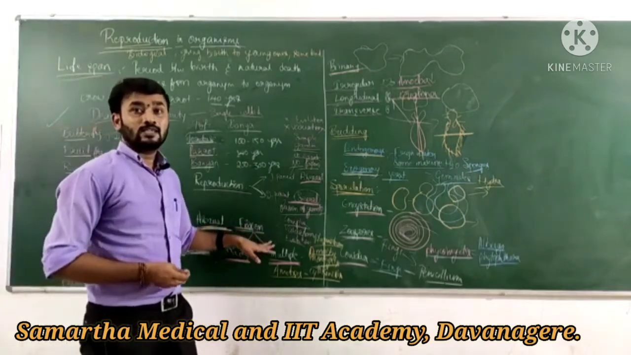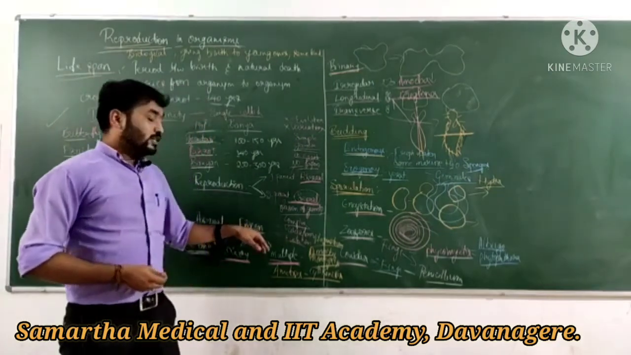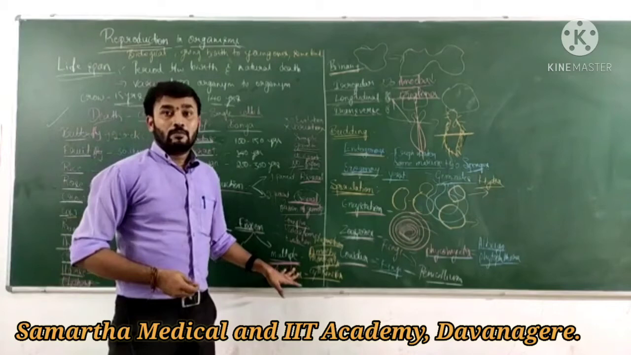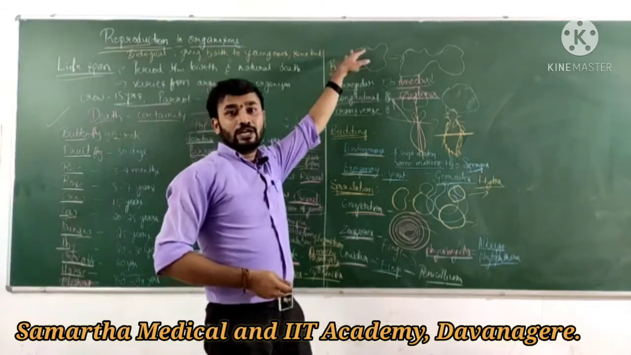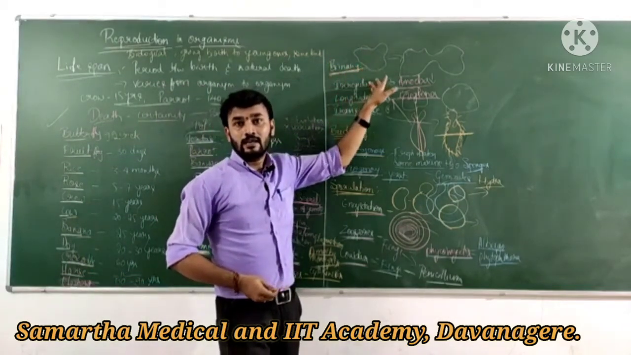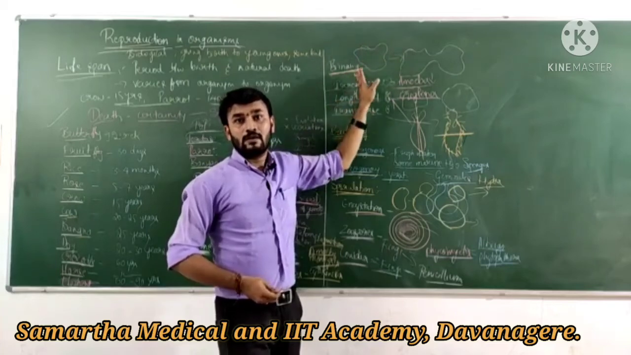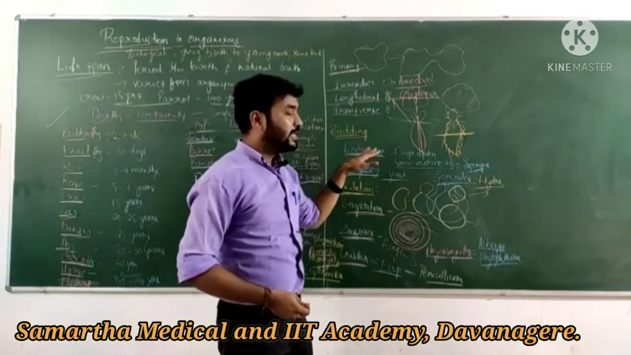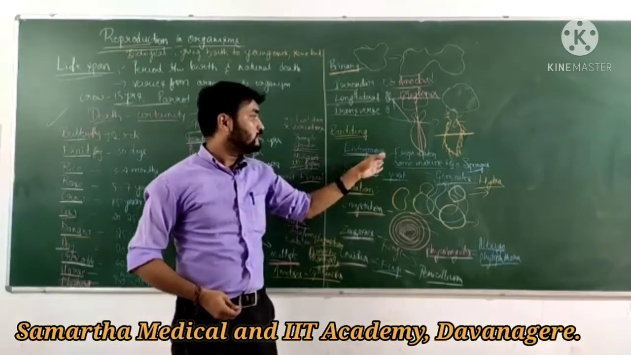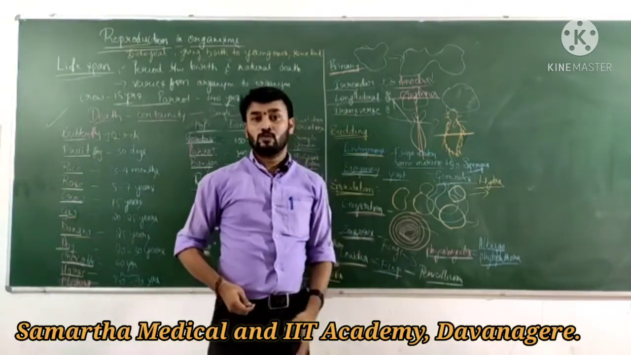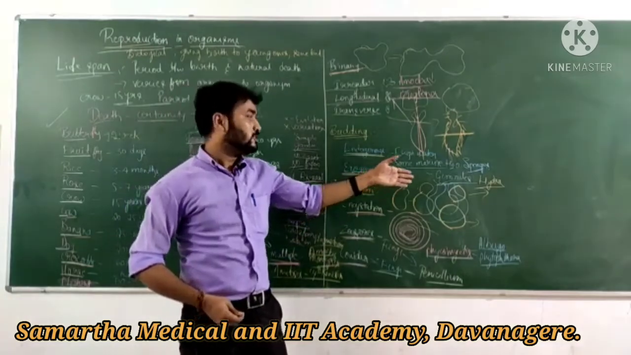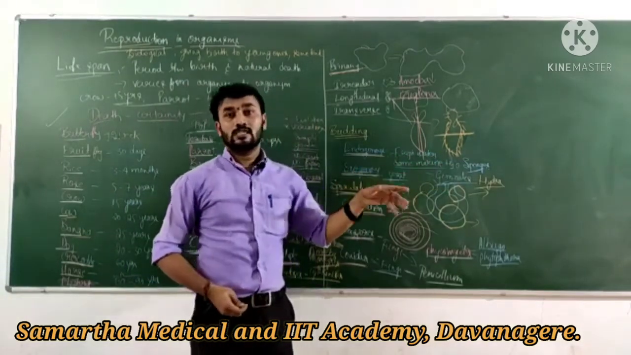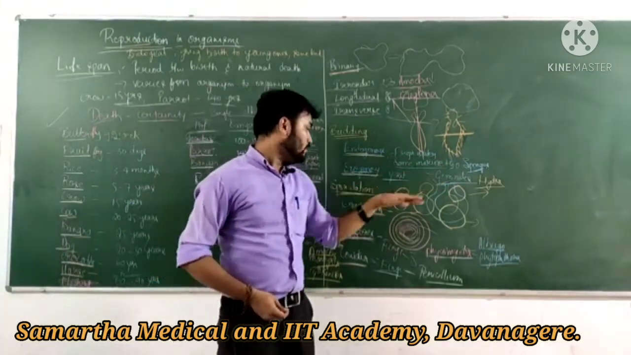Based on that, fission is of two types: binary and multiple. Binary fission is of three types: irregular, longitudinal and transverse. Irregular is amoeba, longitudinal is Euglena, and transverse is paramecium. Then budding, exogenous and endogenous. Endogenous is seen in freshwater sponges usually, and exogenous in yeast and hydra.